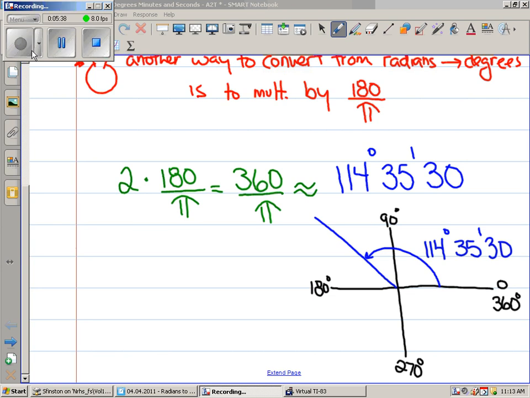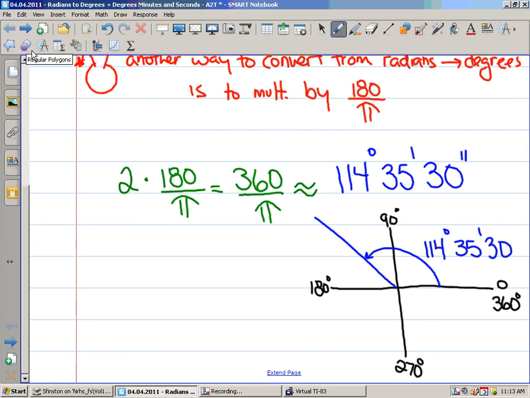Put 2 dashes at the end to signify degrees, minutes, and seconds. And milliseconds would be 3 dashes, but we never actually go that far.